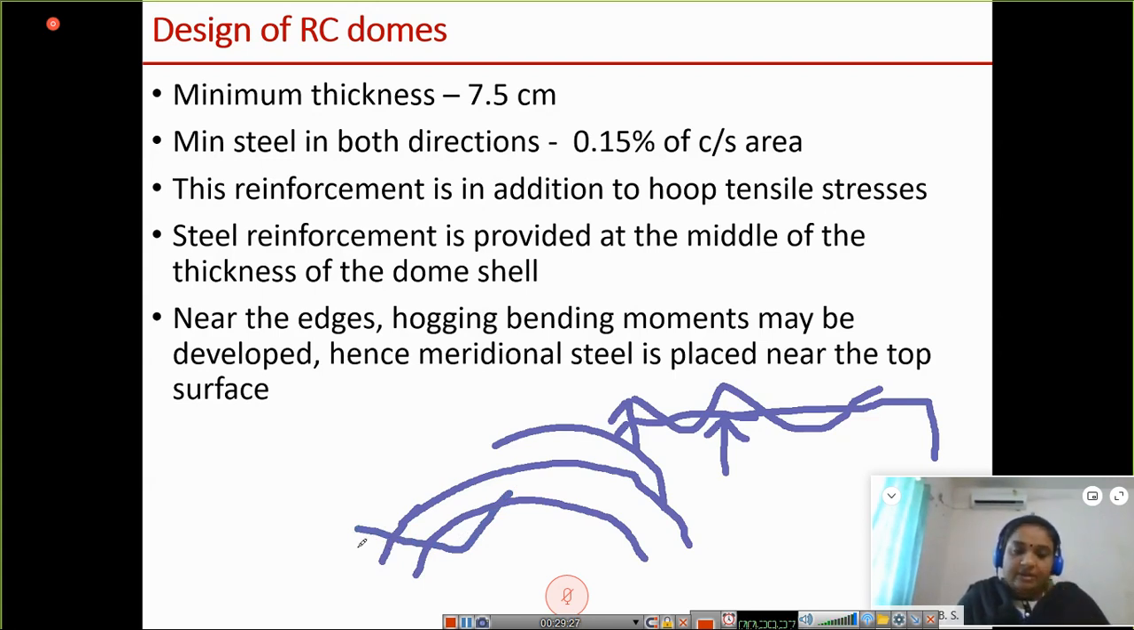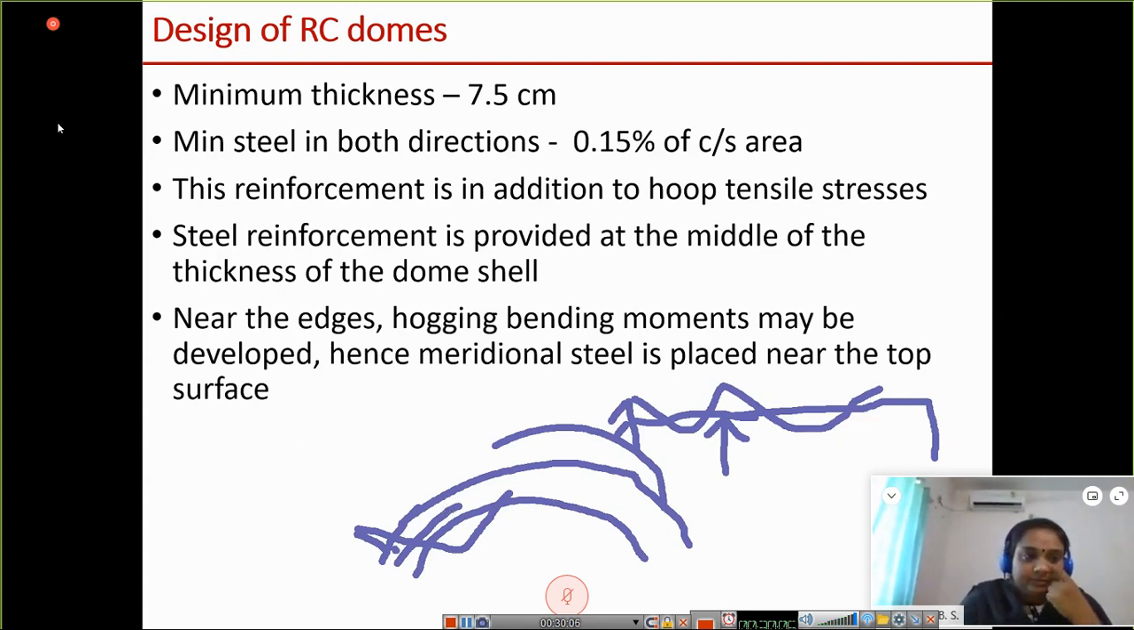In this case, we are providing the reinforcement where the tensile stresses are developed, right? So you may have to provide the reinforcement near the edges, or near the top surface, to take care of this moment. Whereas for all these other cases, we may provide the reinforcement at the middle. So that was the gist of this one.